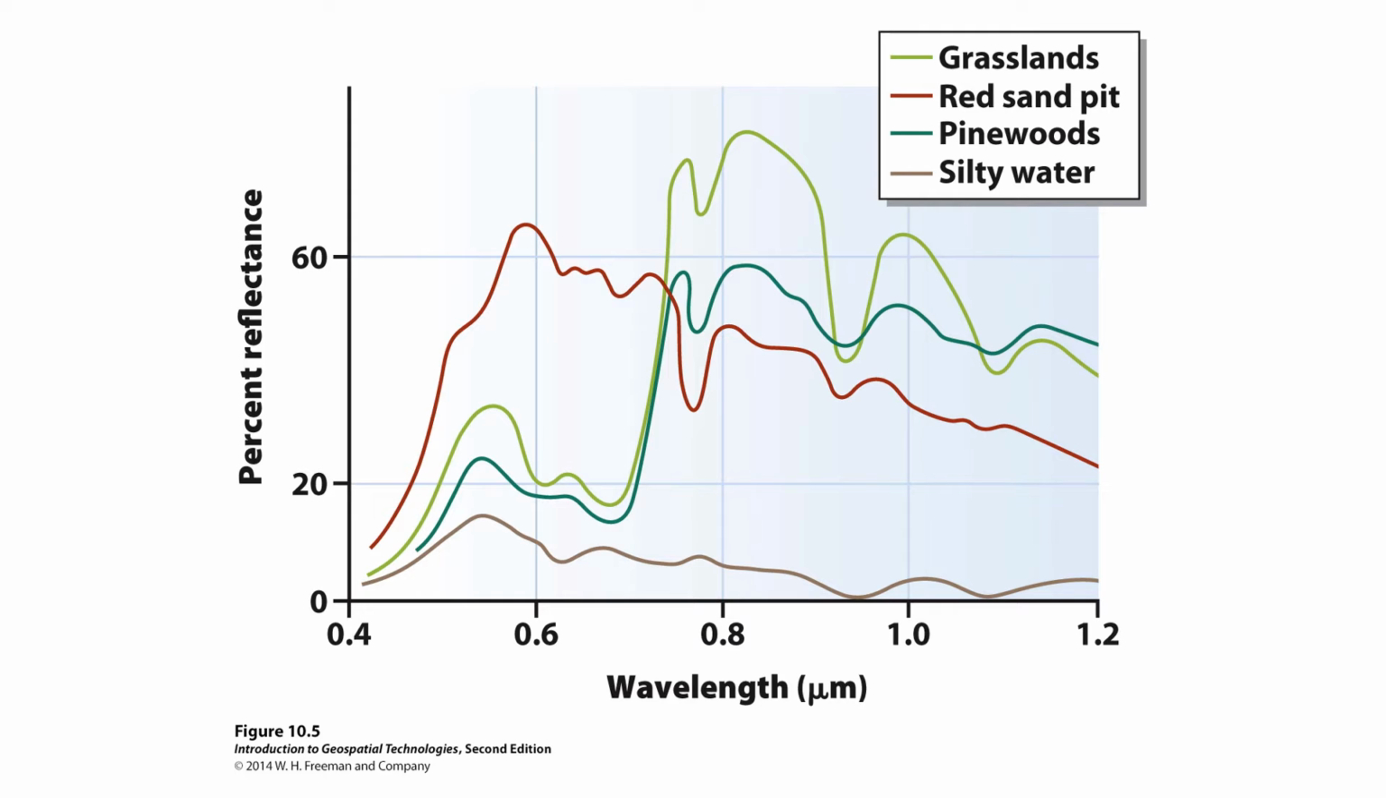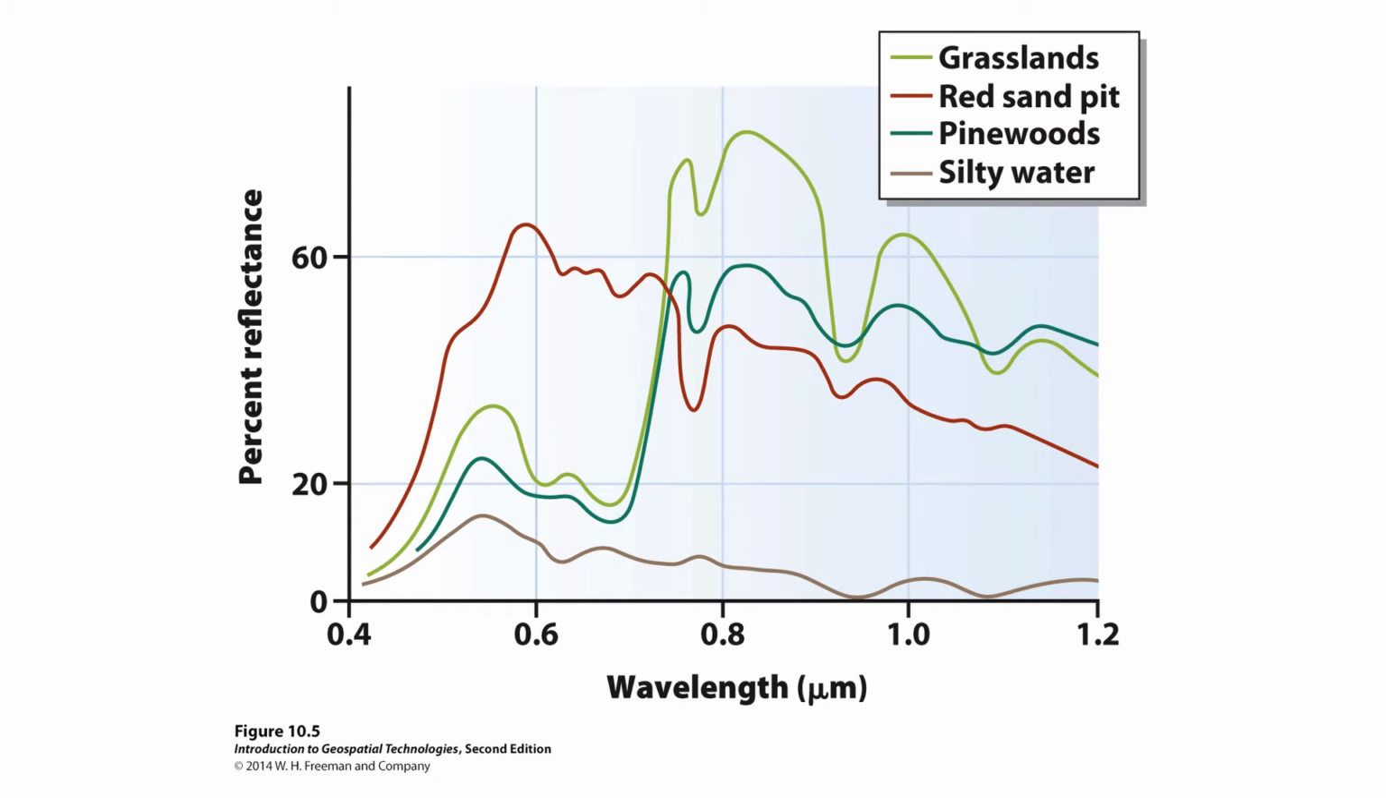Move from the grassland to the red sand pit, you can see that the color goes up much further as we approach 0.6, which is more towards red, which is what you would expect, and has a very different behavior moving on across. Piney woods would be very similar to grasslands, but they have a lower percent reflectance in the near infrared. That could be useful.